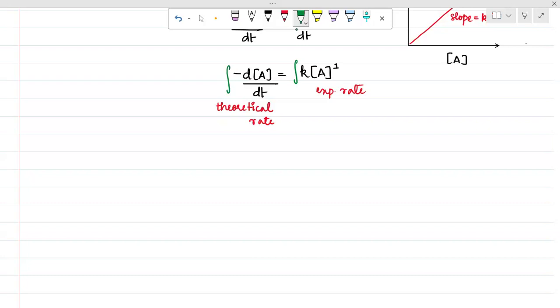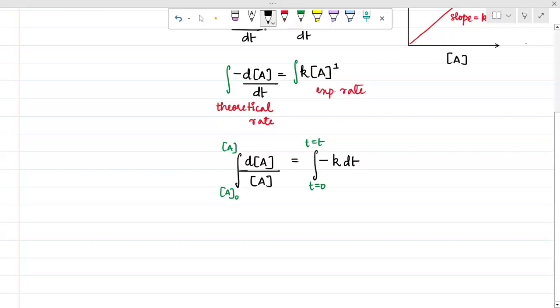So before integration, let's rearrange. Let's bring the A terms to one side and let's take the T terms to the other side. So if I rearrange, I bring the concentration term to the left. I take T and the negative term to the other side and I integrate. So we start from T is equal to 0 to a final time T. And at T is equal to 0, our concentration is going to be A naught. At final time, our concentration is going to be just A after X amount has been consumed.